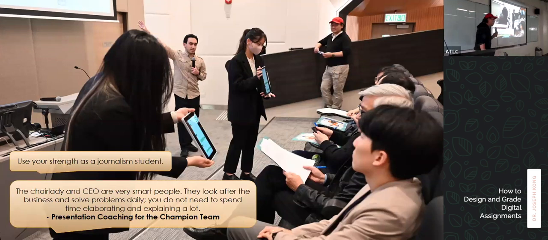You need to think about it this way. The chairman and the CEO are very smart people. They handle their daily business problems every day. The reason he kept on talking and made the presentation run over time is that there was a lot of elaboration and explanation. This is the advice that I gave him: they are very smart, you don't need to explain. You just talk about the main point, and then they will understand what you're talking about. Now, this is the winning team.